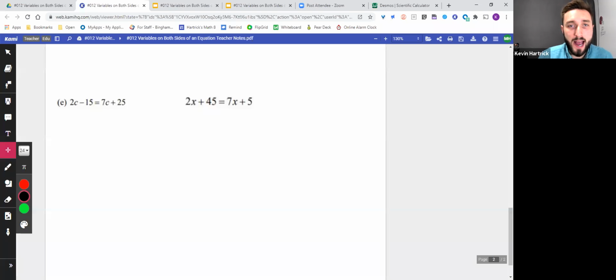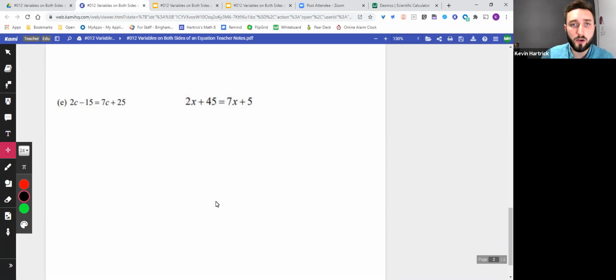All right, guys, now that we've practiced the more basic equations that have variables on both sides, we're going to look at one that takes an extra step to kind of make it look like the way we want. So let's take a look at E. I'm noticing I have variables on both sides. I have to get rid of one because I can only have variable on one side in order to solve it. So I'm seeing a 2c and a 7c.